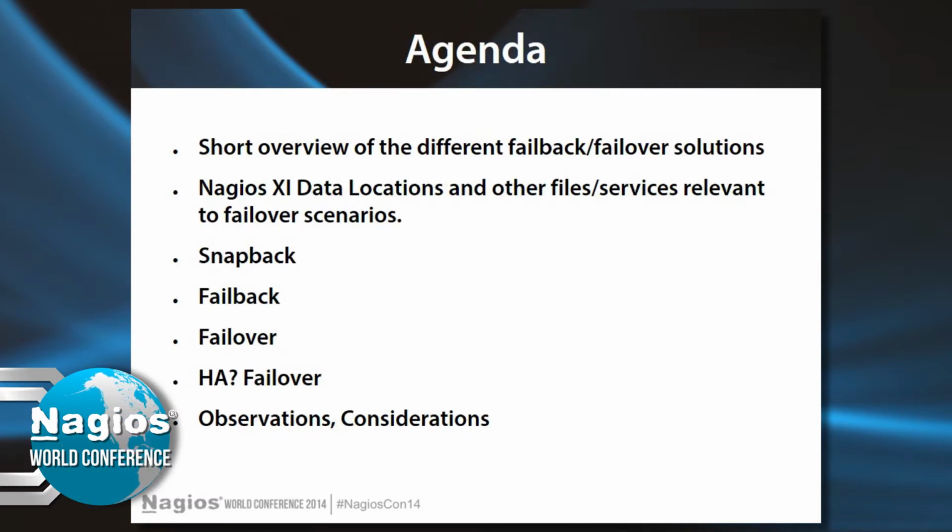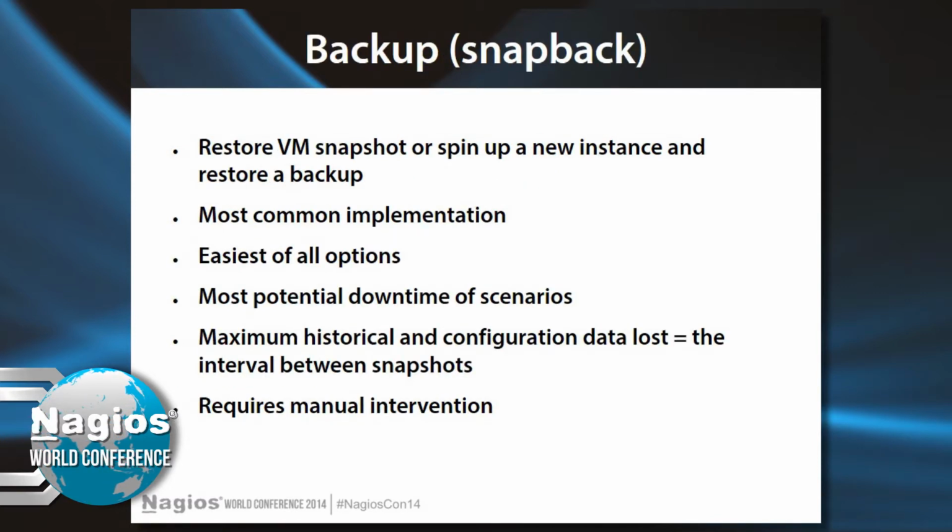Today we'll be just kind of covering a short overview of some of the different types of solutions. We have a couple of fancy made-up terms, maybe. Jeremy gave me the idea for failback, snapback, so we'll be covering some of that, and then we'll move into the failover solutions. We'll also talk about the XI data locations. I assume that's why most of you are here, to figure out what in an XI system needs to be replicated in order to meet your SLA for failover solutions. And then at the end, we'll have some observations and considerations concerning NDO, the databases in general, etc.